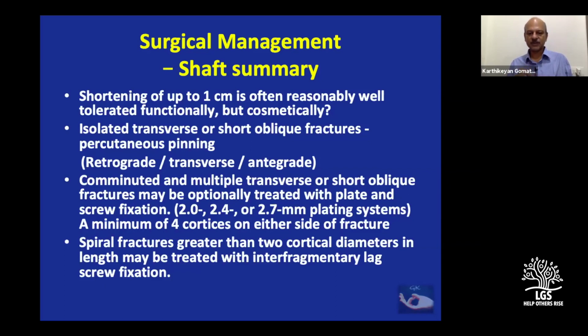Comminuted and multiple transverse or short oblique fractures may be optionally treated with plate and screw fixation. Either a 2.0, 2.4 or 2.7 mm plating system can be used, but a minimum of 4 cortices on either side of the fracture. That is, when you use a plate and screw, you must have a minimum of 2 screws proximally and 2 screws distally. If it is not possible, you need to change your method of management. And spiral fractures greater than 2 cortical diameter length. I told you, if it is more than 2 times the cortical diameter, it's called a long spiral fracture, and it may be treated with interfragmentary lag screw fixation alone.